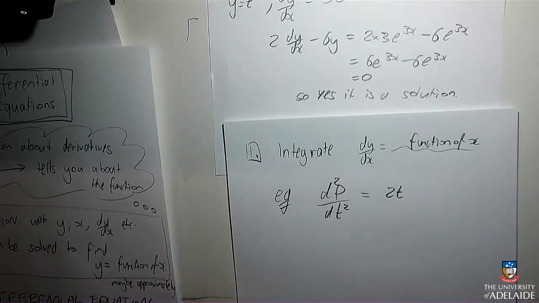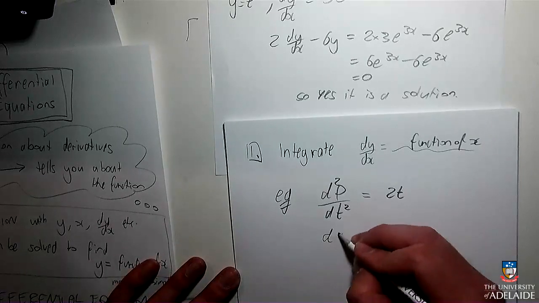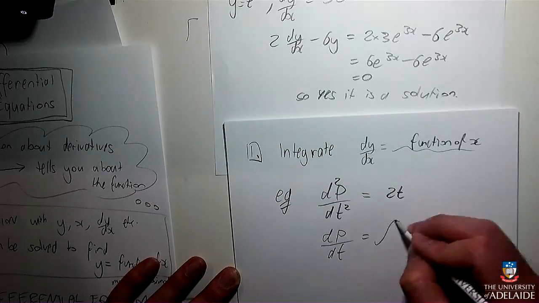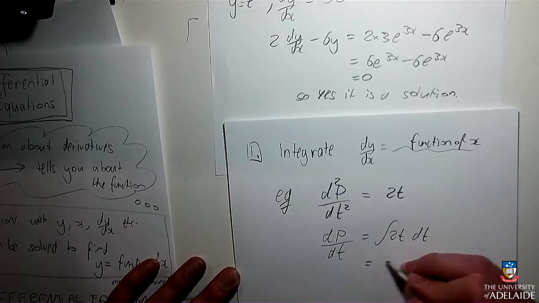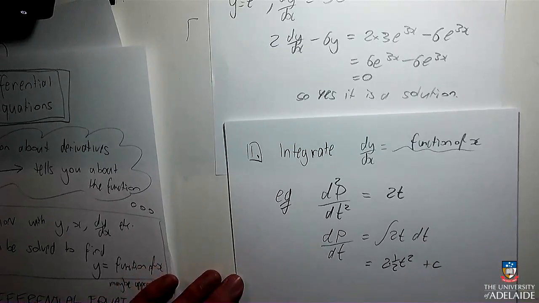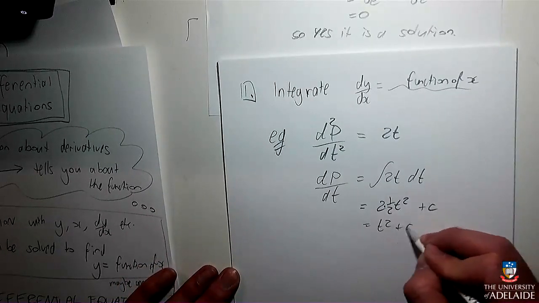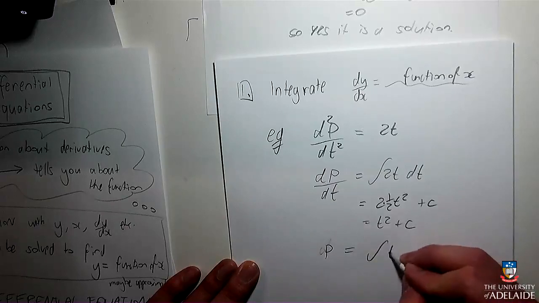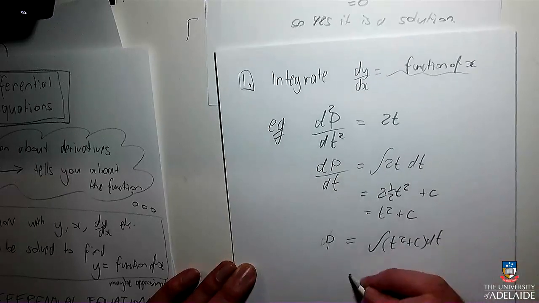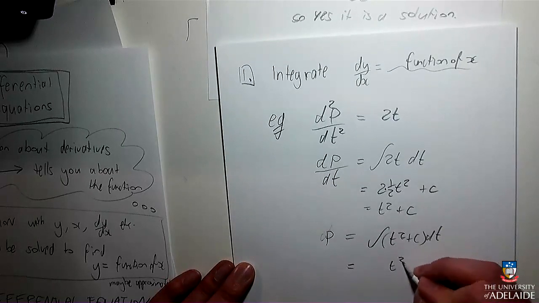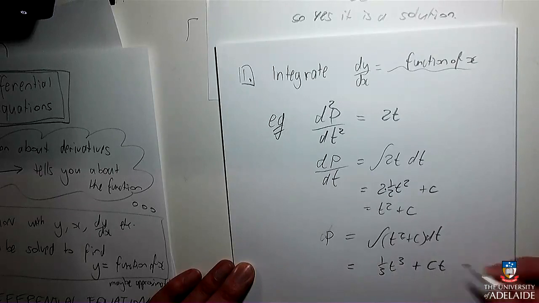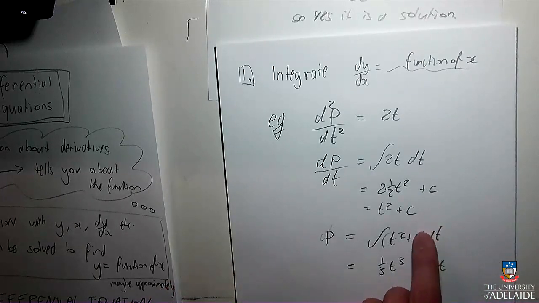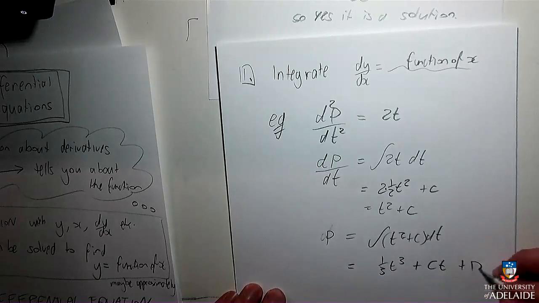If you saw something like that, d squared p over dt squared is 2t. Well, that's okay. You can go, well, if I integrate it once, the t will go up to 2. I'll divide by the new power, and I'll plus c. And then if I integrate it again, t will go up to 3. I'll divide by the 3. C will get a t attached to it because it's a constant. And that's how constants happen. You get the variable attached plus a new thing.